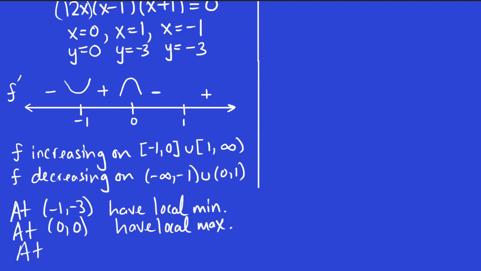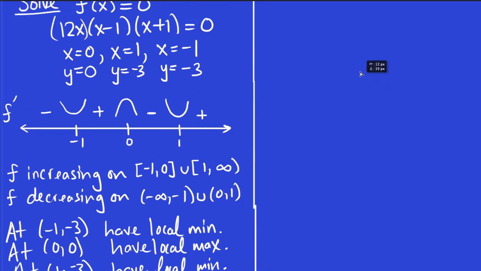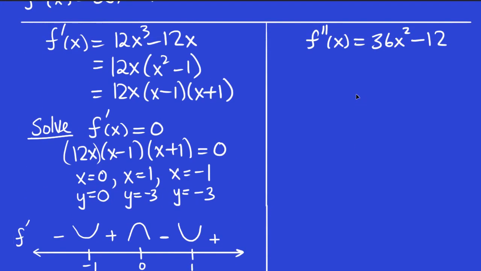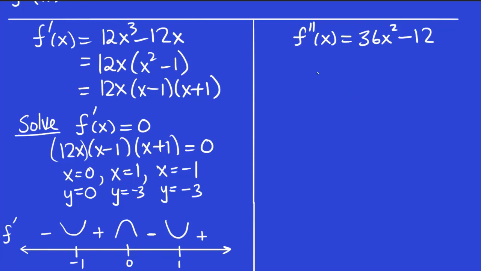And finally, at this last point here at 1, we go from decreasing to increasing. So at 1 comma negative 3, we also have a local min. And that completes that side of the chart, okay? Now let's do the other side. It's going to be basically the same thing. It'll be a little bit easier, just because this function is easier.